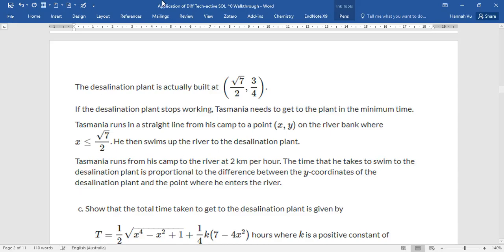And let's continue with question 2. All right. The desalination plant is actually built at these coordinates. Okay, so basically this is M and this is N. If the desalination plant stops working, Tasmania needs to get to the plant in the minimum time. He runs in a straight line from his camp to a point XY on the riverbank.